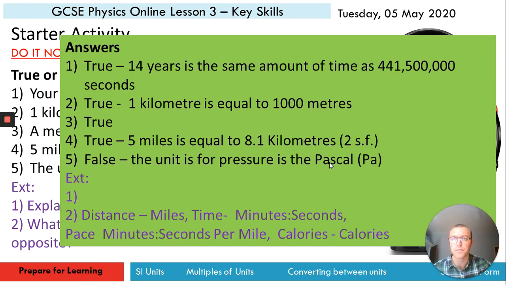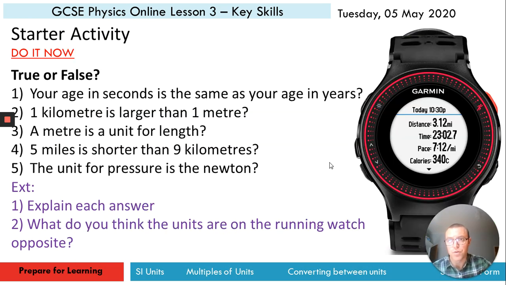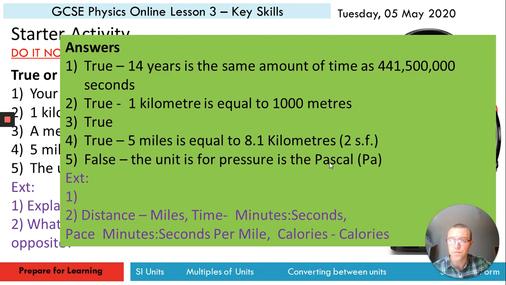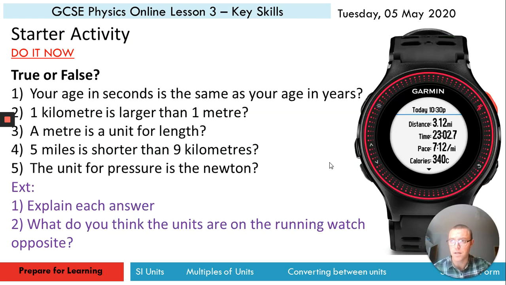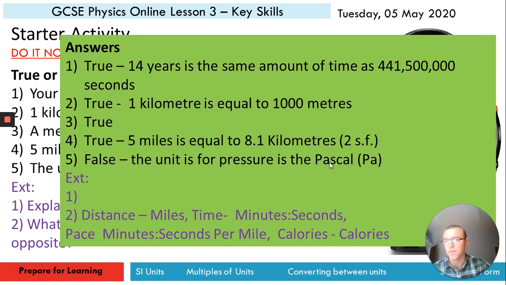Okay, so let's have a look at the answers. 1, true, your age in seconds is the same as your age in years. 14 years, for example, is exactly the same amount of time as 441,500,000 seconds. They are the same length of time. Number two, true, 1 kilometer is equal to 1,000 meters. So 1 kilometer is larger than 1 meter. Three, a meter is a unit for length. It is, of course. Number four, true, 5 miles is equal to 8.1 kilometers to two significant figures.